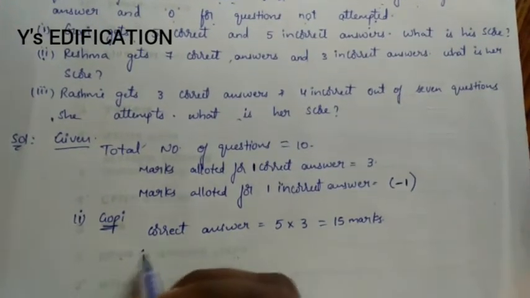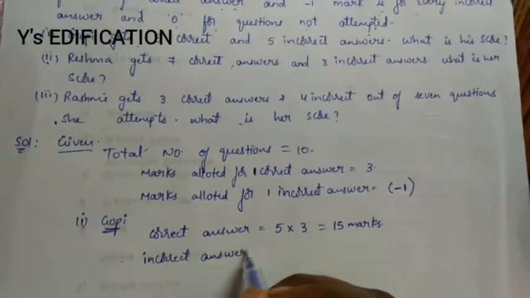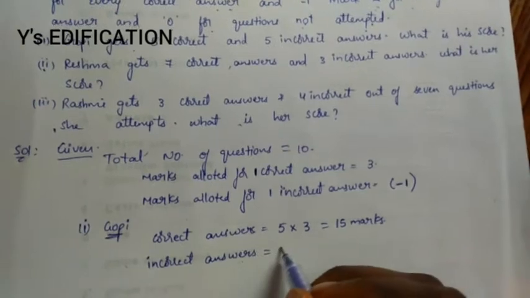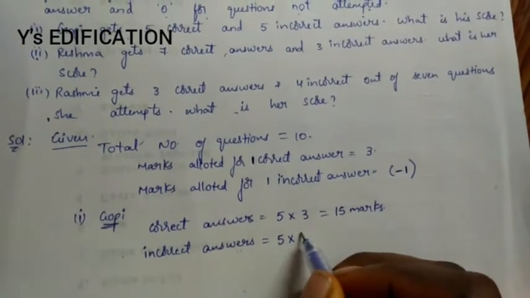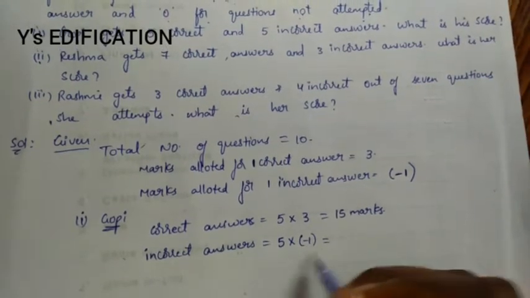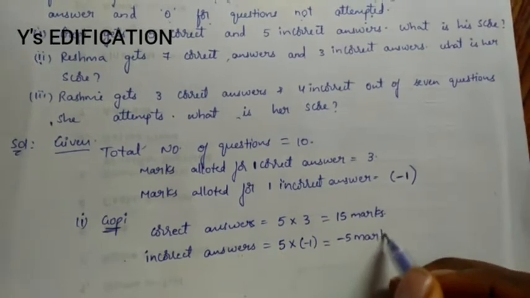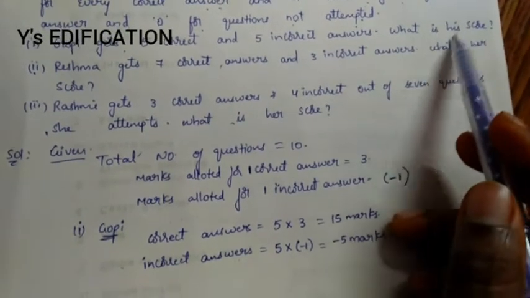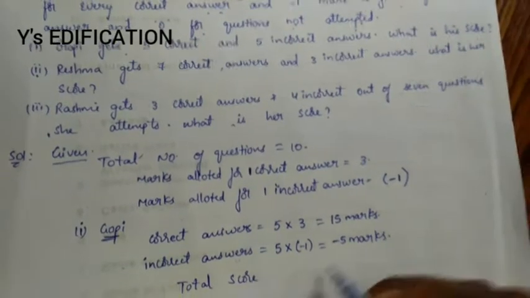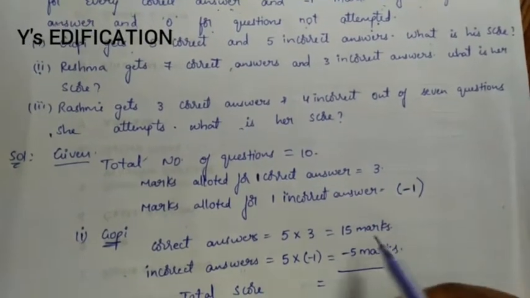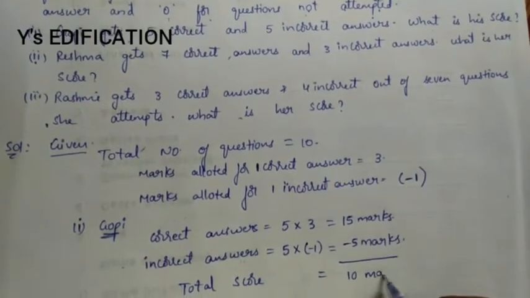Gopi wrote 5 incorrect answers. So 5 incorrect answers means 5 into, for each question 1 mark will be deducted. That means for 5 questions, how many marks will be deducted? Minus 5 marks. So what is his score? We have to find the total score of Gopi. Total score is equal to 15 minus 5, is 10 marks.